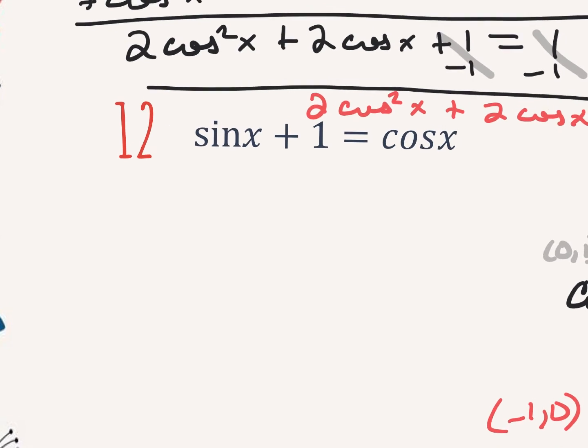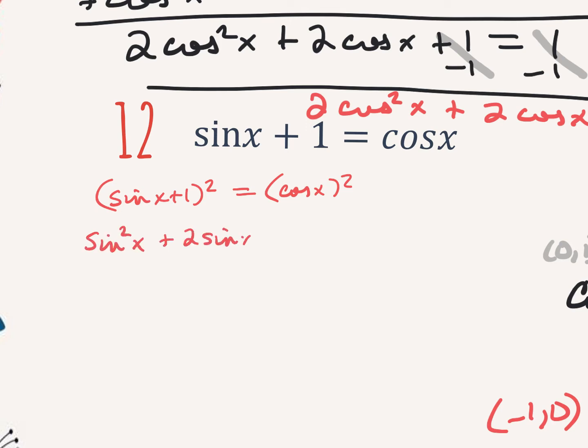All right, we're going to square both sides. So we're going to take sine x plus 1, square it. Cosine x, square it. So I'm going to FOIL the binomial squared. This will become sine squared x plus 2 sine x plus 1 equals cosine squared x.